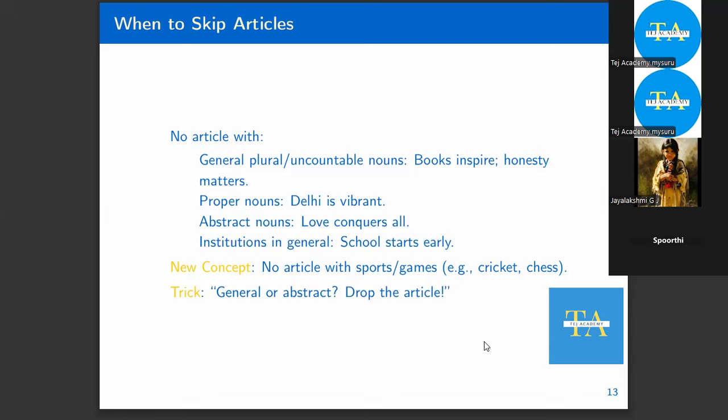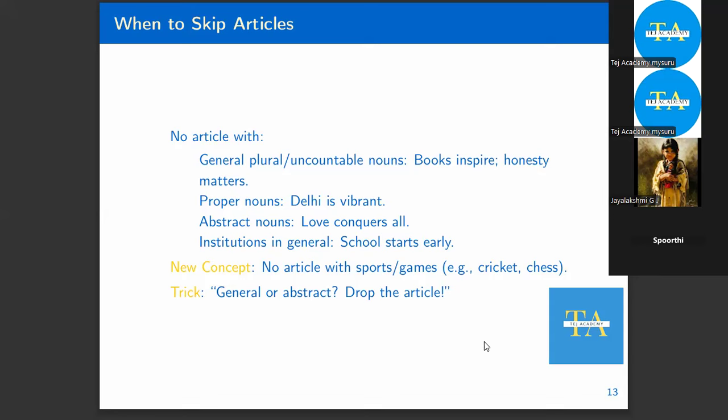And about proper nouns, Delhi is vibrant. Delhi is a proper noun. It's the name of a particular city. So there is no need of adding any article here. Delhi is vibrant means of course it is vibrant. And Mumbai is a busy city. We can say that, but we can't use "the Mumbai." There's no requirement of it.